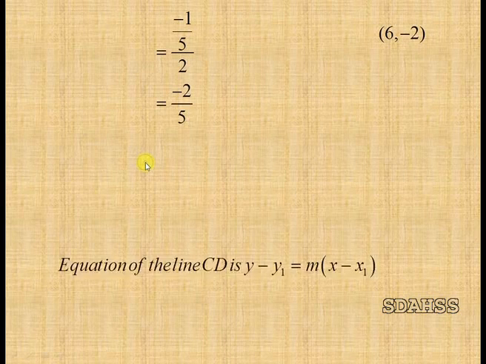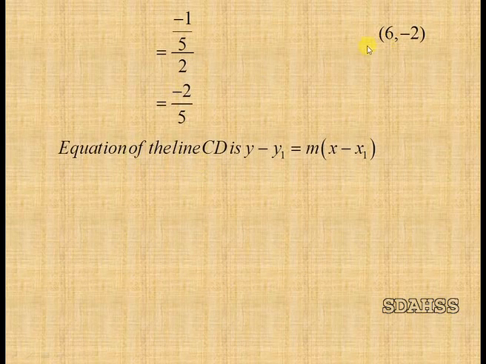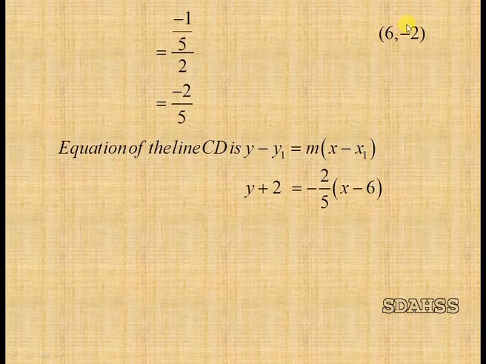Actually we want to find the equation of the line CD. Here one point and one slope is there, so use the slope point formula, that is y minus y1 is equal to m into x minus x1. Substitute the values. Here y1 is minus 2, so y plus 2 is equal to m, which is minus 2 by 5, into x minus x1, that is 6.